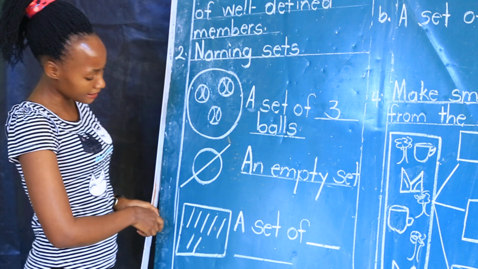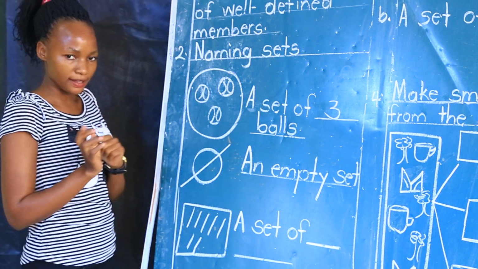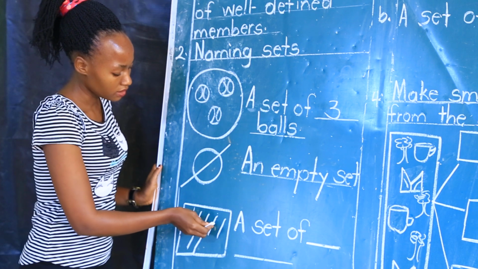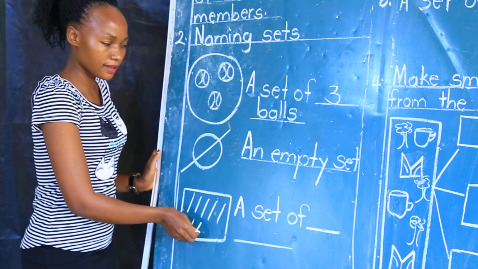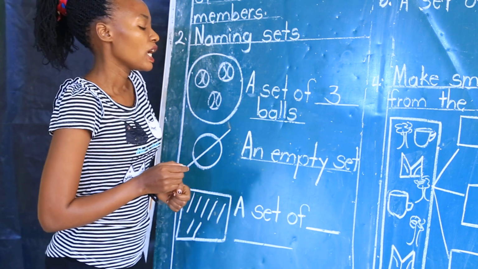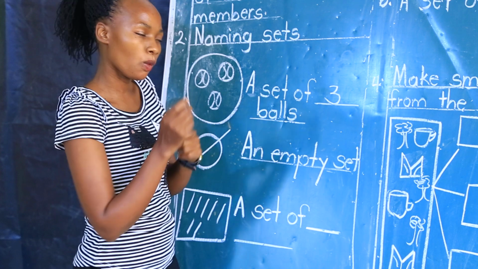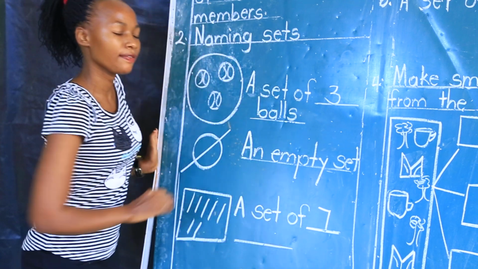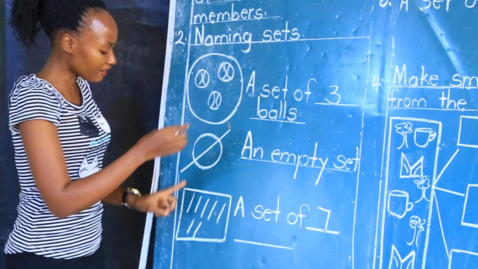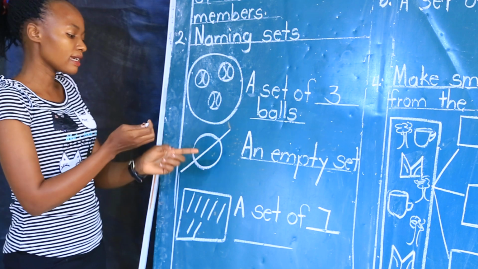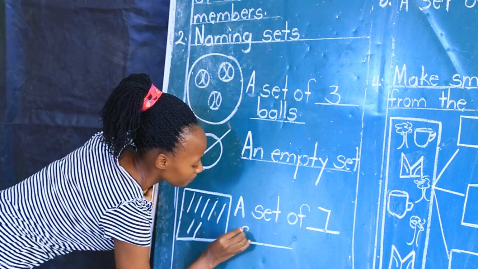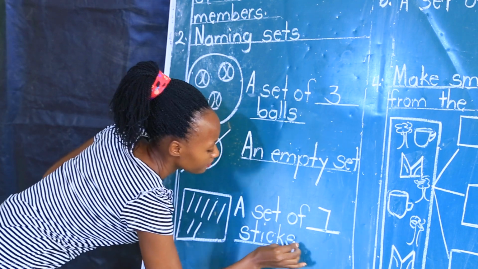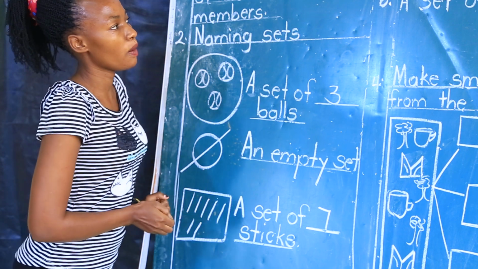Then we have another set here. It has its members, so we first count them before we name it: 1, 2, 3, 4, 5, 6, 7. When writing, you can use either a figure or a word. I'm going to write the figure 7. A set of 7 what? These are sticks. So we say a set of 7 sticks. We are done with naming our sets.